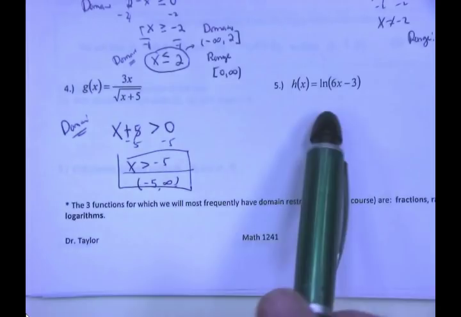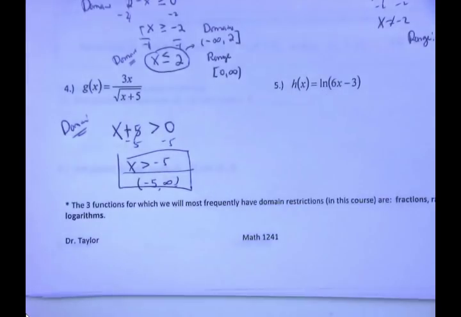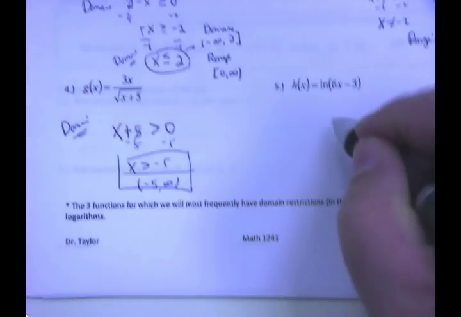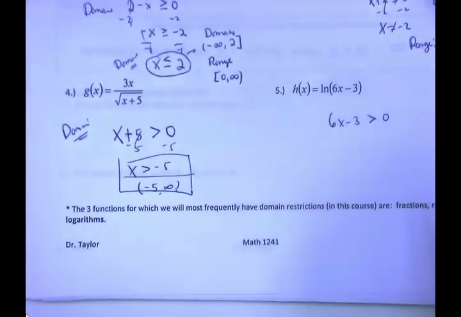What about this dude over here? Natural log. What were the rules about logarithms? You can only take the log of what kind of numbers with logs? Positive. So what you're taking the log of, which is 6x minus 3, must be strictly greater than 0, aka positive.